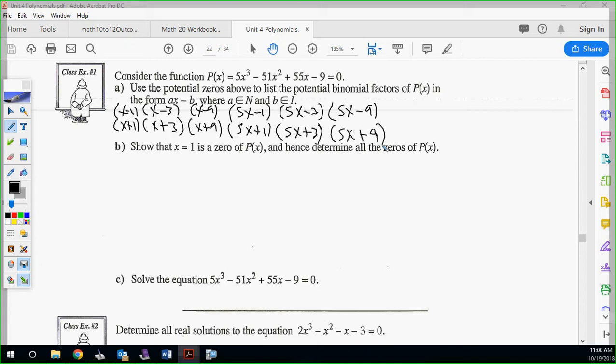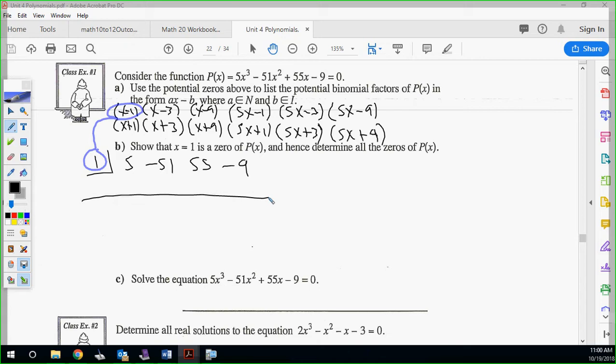So it says, show that x equals 1 is a zero. So we're going to show that x equals 1. So we're using synthetic division. We'll put the 1 in, which represents that factor. Okay, so from here, it's 5, negative 51, 55, and negative 9.